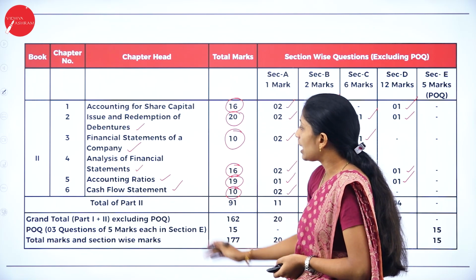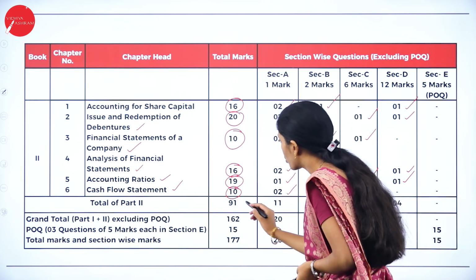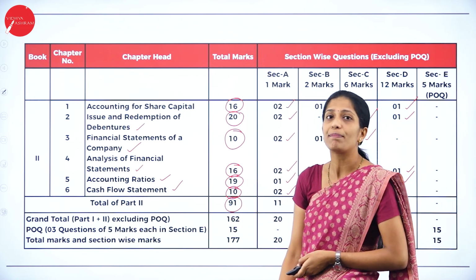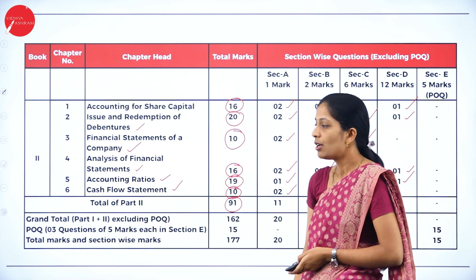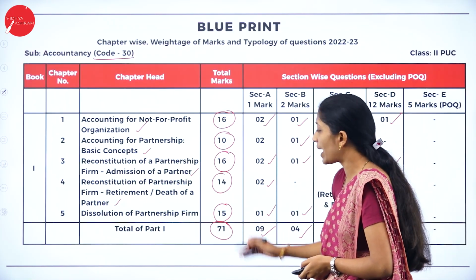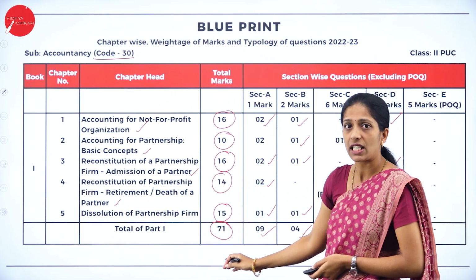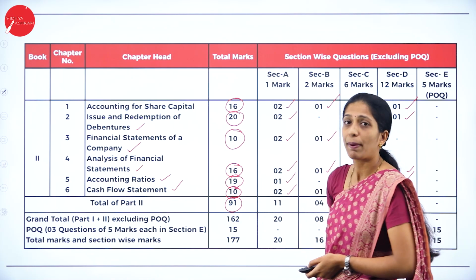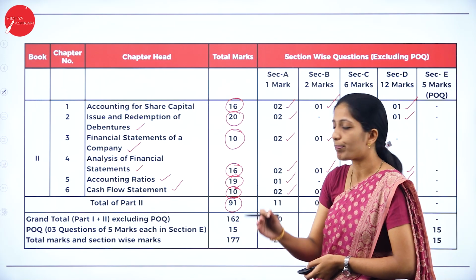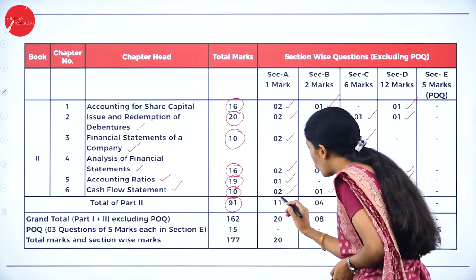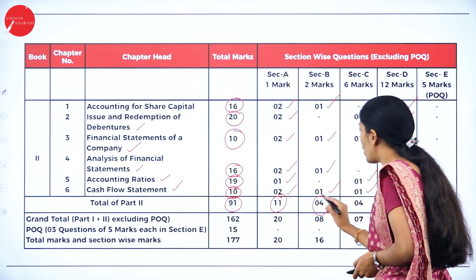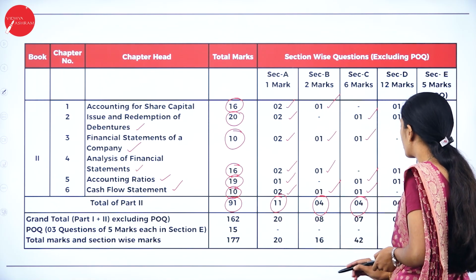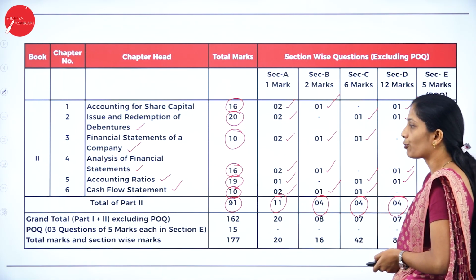Now let us see the total of Part 2. You can expect 91 marks from Part 2 itself. If you see Part 1, you have only 71 marks, whereas from Part 2 you are expecting 91 marks, where you will have 11 questions of 1 mark, 4 questions of 2 marks, 4 questions of 6 marks, and 4 questions of 12 marks.